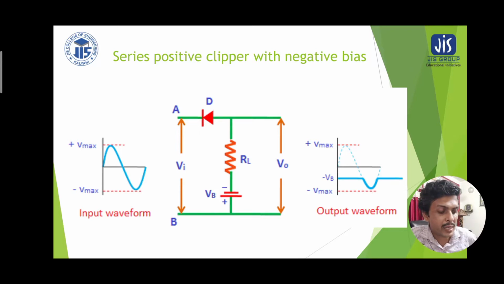When the input falls below minus VB, at that time the diode is on, and only then are we getting the negative cycle of the input signal latched to the output. So this is the specialty of this circuit, and that's all about the circuit.